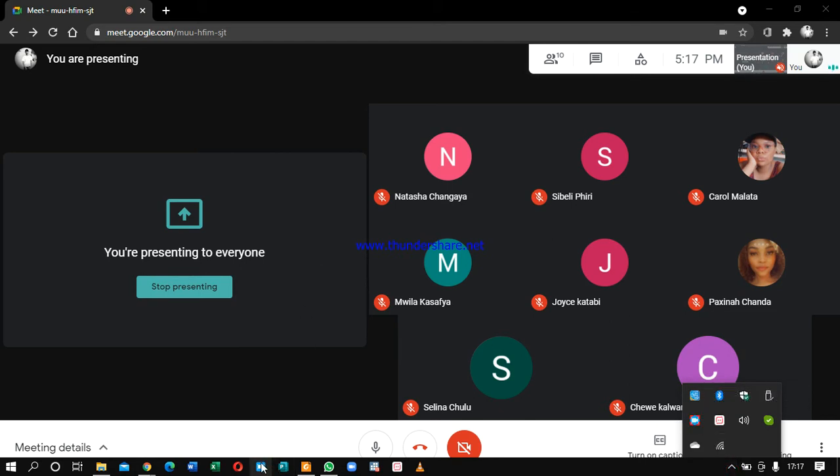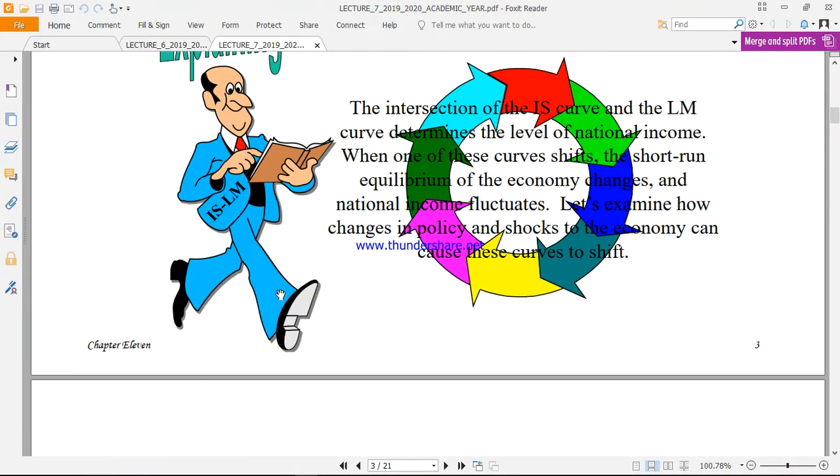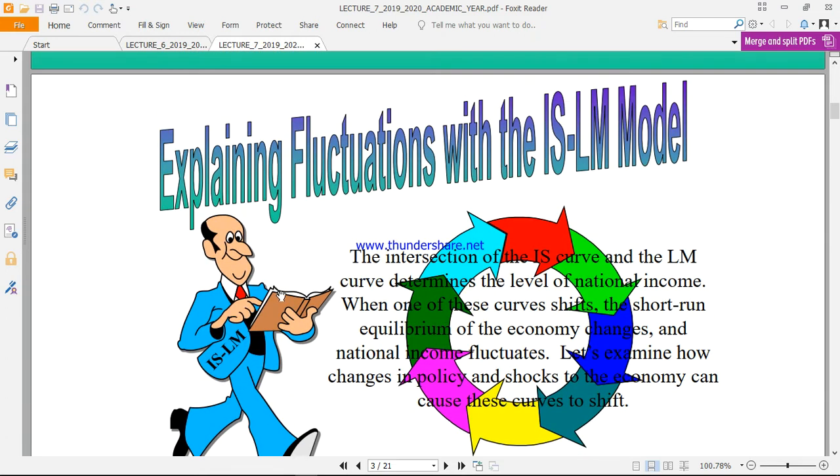All right, so let's just start. Last time we did the ISLM. So today we're just going to explain the fluctuations with the ISLM model, or what are some of the issues that could actually lead to the fluctuations with the ISLM model, and if they are there, what's their influence when it comes to real life situations.